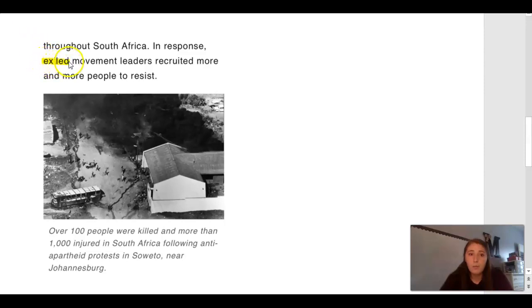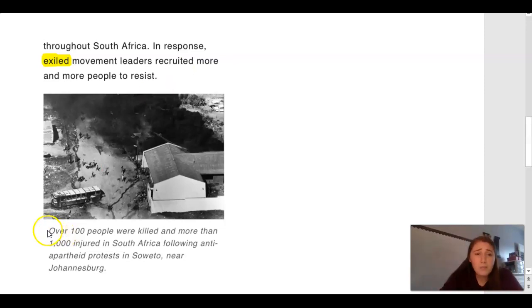Exiled means they were removed, that they're no longer there. So they were forcefully removed. So these people were removed, and they were movement leaders that recruited more people to resist. Well, why would you resist something? Are they resisting something important that should be changed? Or are they resisting something that isn't good? Like what's going on here?